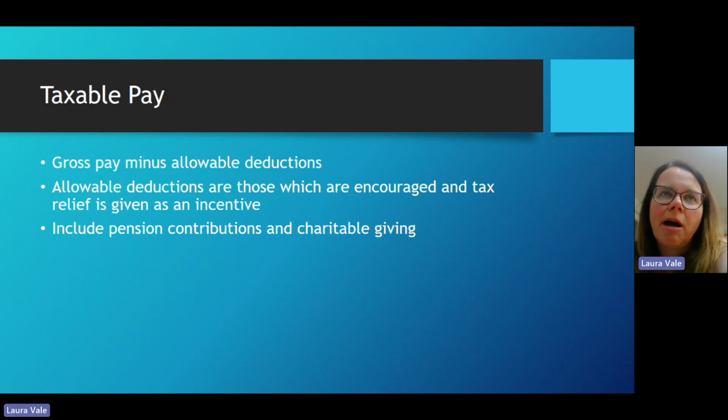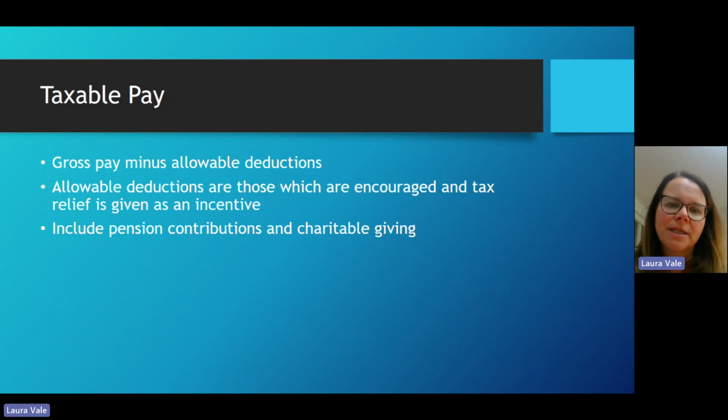Another thing to bear in mind is what's called taxable pay. So we started off by saying that gross pay was your total of all your income, including commissions and maternity pay or sick pay, or whatever it may be. But note that your tax payable is actually only calculated based on your taxable pay. Your taxable pay is in fact your gross minus any allowable deductions.